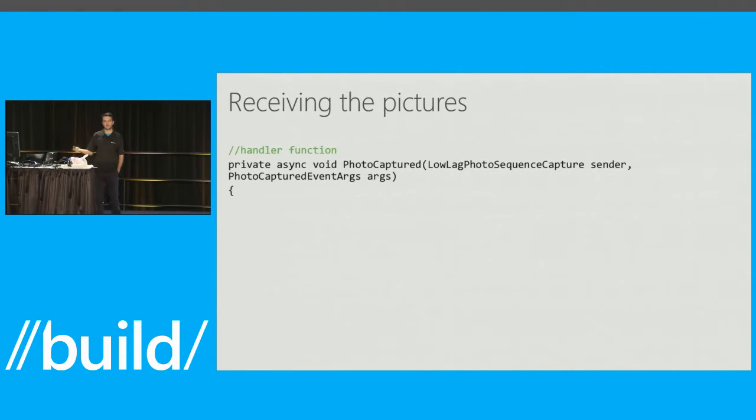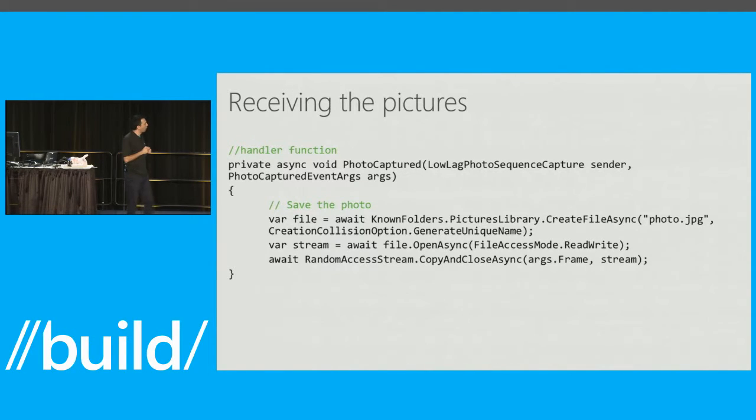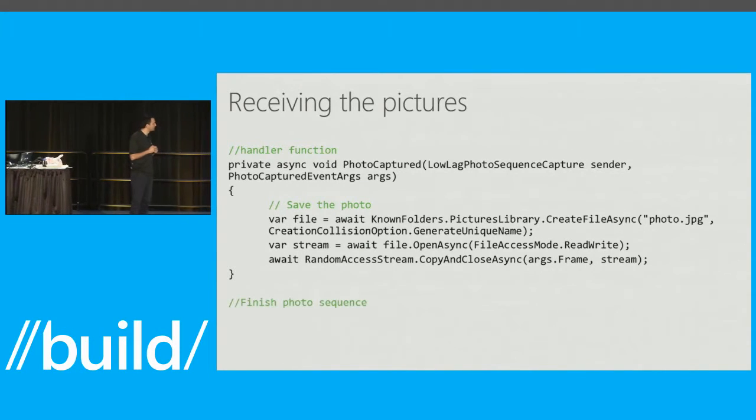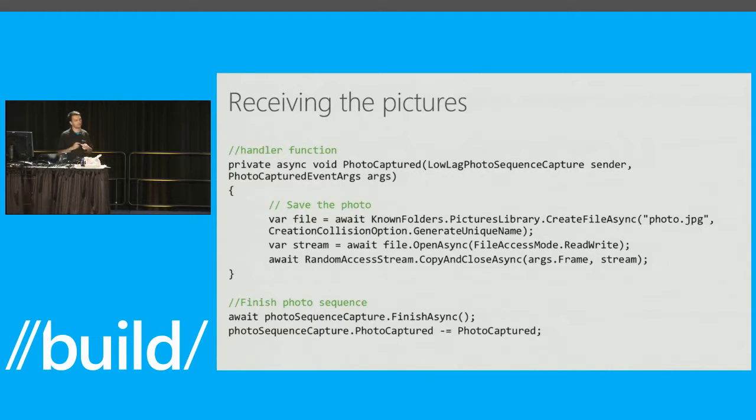Now, retrieving the pictures, that function call that you registered earlier, there is an argument here that holds a lot of the things, so pay attention to that, photo captured event arguments. Well, I'm going to get this picture. I need to save it somewhere. I'm going to save it in the pictures library, so I create an empty file there, and then copy the args.frame, which is holding the image, onto that file. And then when I'm ready to finish the photo sequence, I call finish asynchronously on it. And then we should not forget to unregister the handler function too.